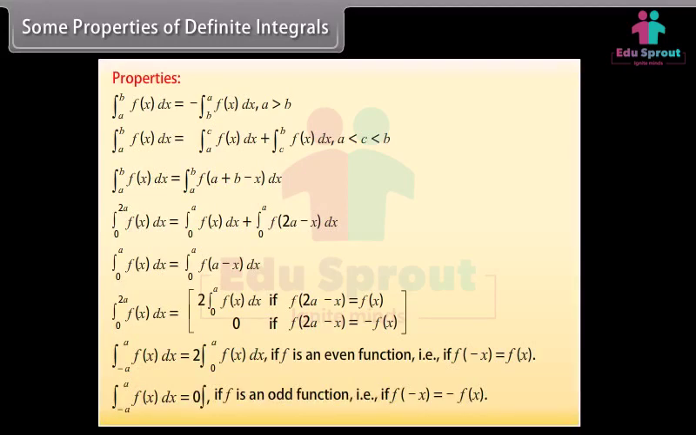The integral of f of x with lower limit minus a and upper limit a with respect to dx is equal to 0, if f is an odd function, that is, if f of minus x is equal to minus f of x.